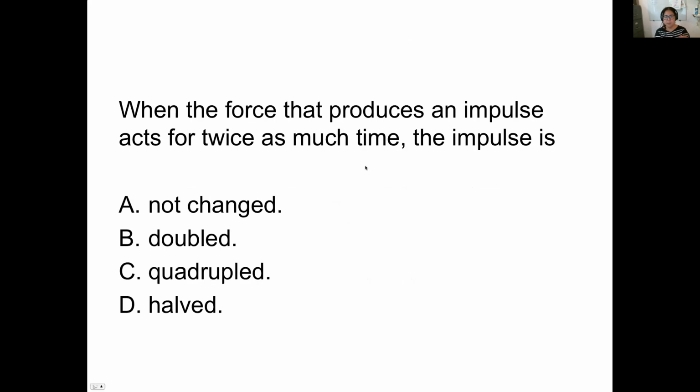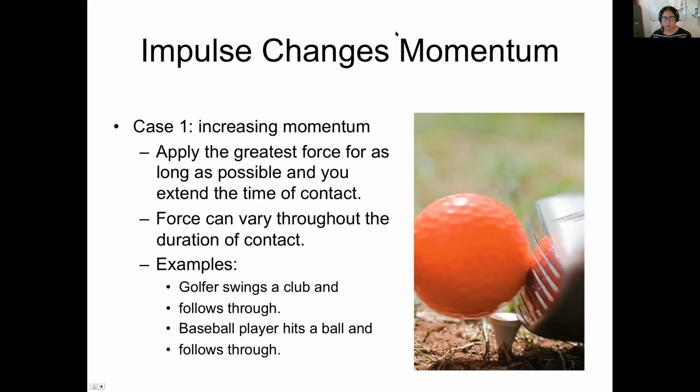When the force that produces an impulse acts twice as much time, then is the impulse not changed, doubled, quadrupled, or halved? It should be, if it's the same force and then twice as long, then it should be doubled. Okay.